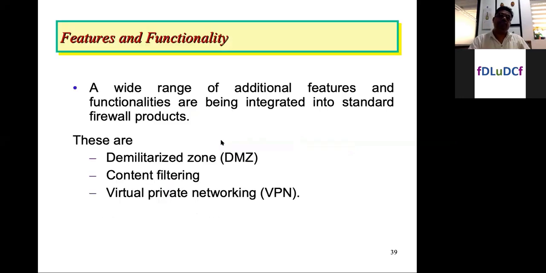In addition to this simpler firewall architecture, when you use firewalls, we see different other features. Most application layer firewalls now can do content filtering. They can also be used to establish VPN connections. That means those firewalls support IPsec. If you use VPN, it does content filtering because it has access to the content, and it has a feature we call the demilitarized zone.